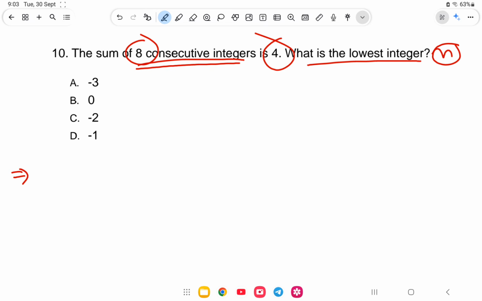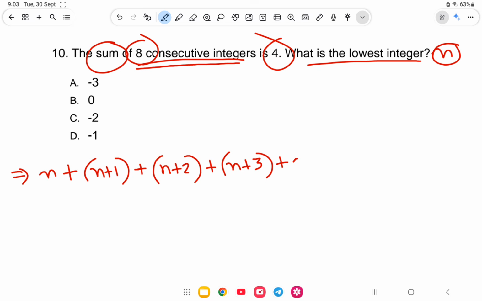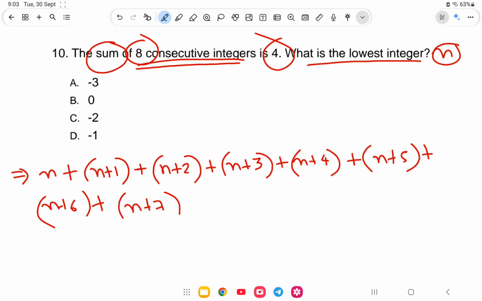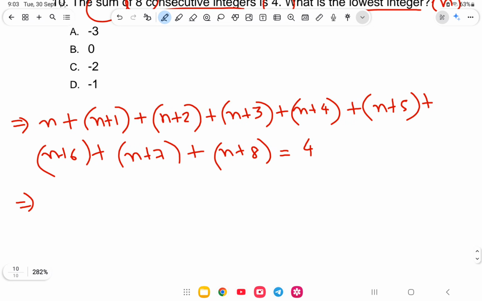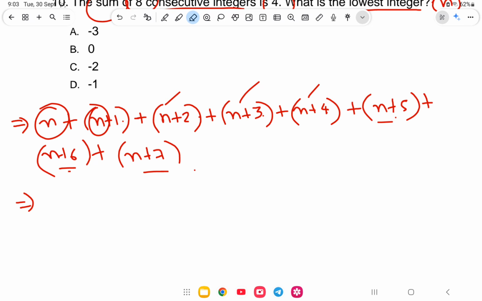So here we can write n. Now the first integer is n, so the sum is n plus n plus 1 plus n plus 2 plus n plus 3 plus n plus 4 plus n plus 5 plus n plus 6 plus n plus 7 equals 4.